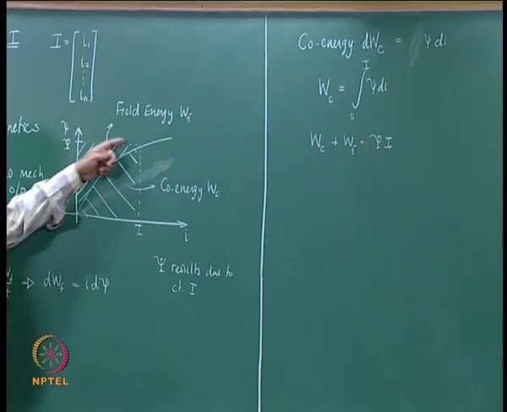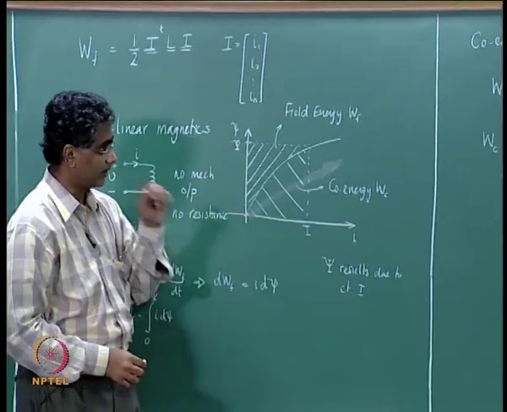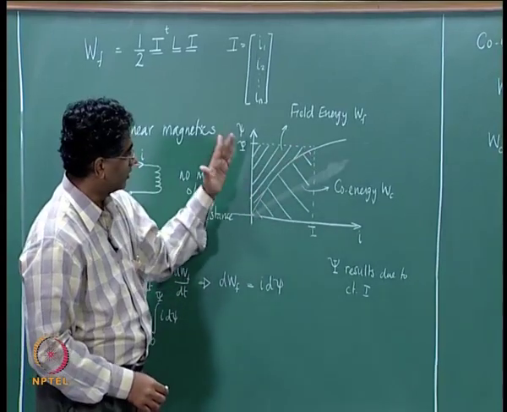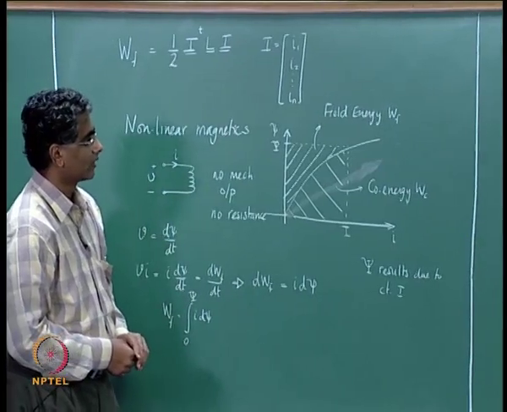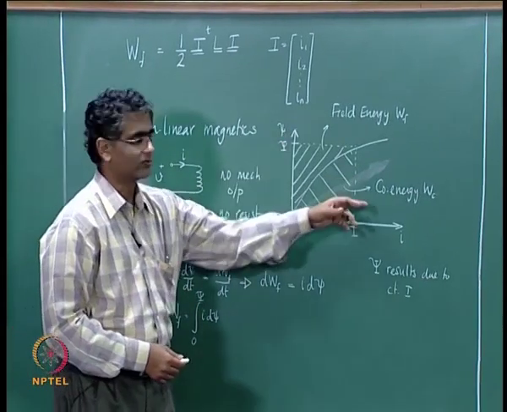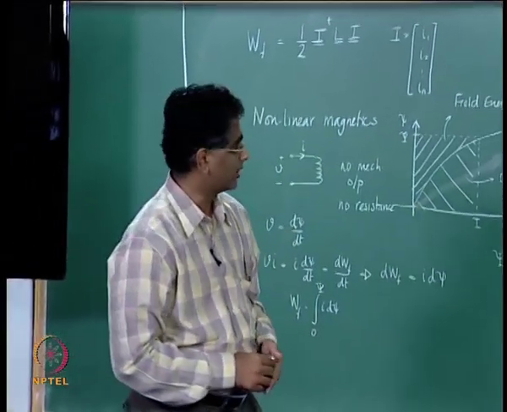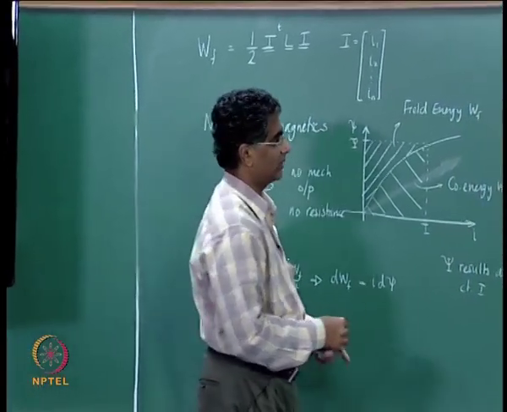That is the total area of this rectangle that we have is psi multiplied by I, that is divided into two parts by this nonlinear curve which is field energy and co-energy. These two terms are useful to us in deriving expressions for the mechanical work done and mechanical forces. Let us see how that can be done.